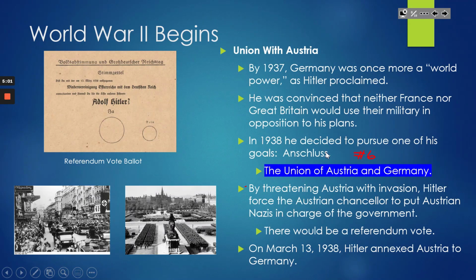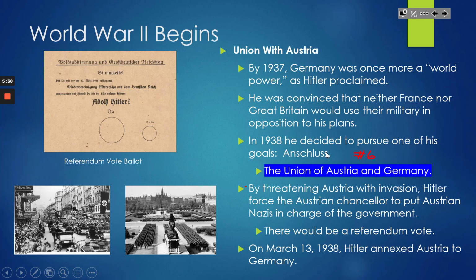And he was convinced that Great Britain and France were going to let him do it anyway, because they were not paying attention to him, and that they were not going to use their military to stop him. So he pursued that goal, and he did that by threatening an invasion. He forced the Austrian chancellor to put an Austrian Nazi in charge.